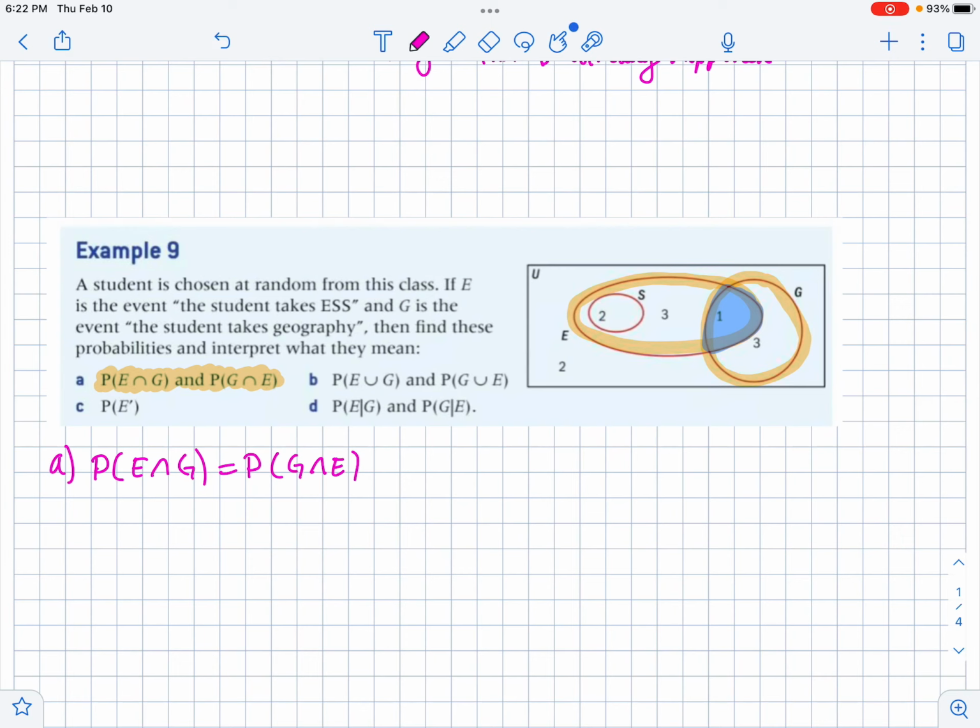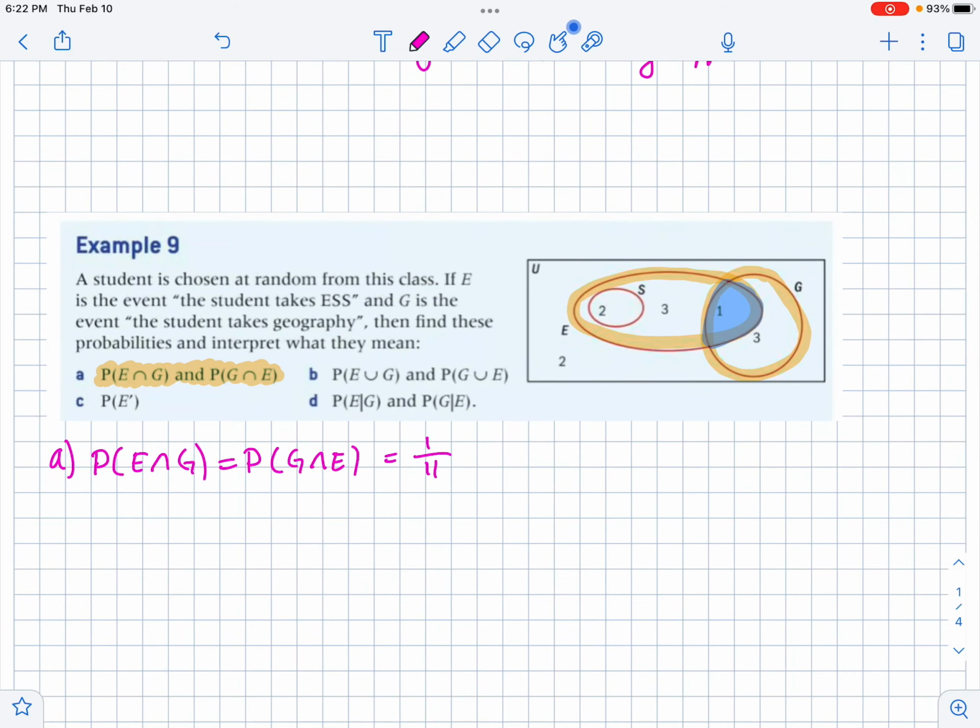So that's only one person out of a grand total of 11. I think if you add all these together, you get 11. So this is 1 out of 11. What that represents is the probability that a student takes ESS and geography.